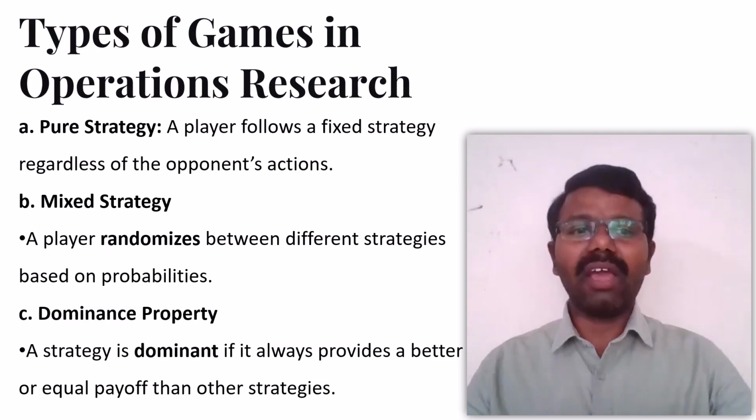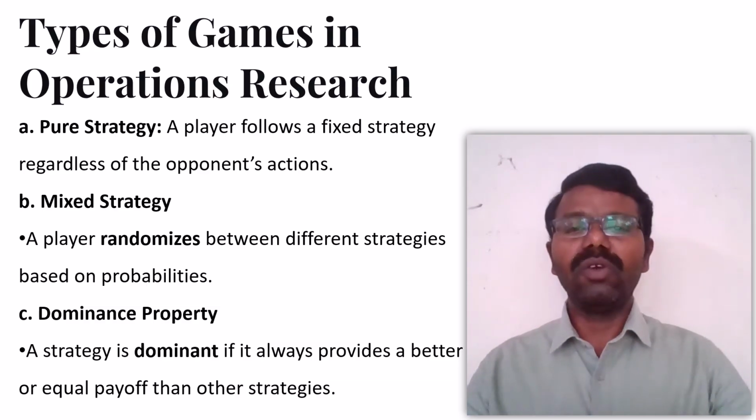There are three types of games we use in operations research. The first one is pure strategy. That means a player may have 4-5 options, and out of these options he will select only one option, that means only one strategy irrespective of the opponent's strategy. This type of strategy is called a pure strategy.